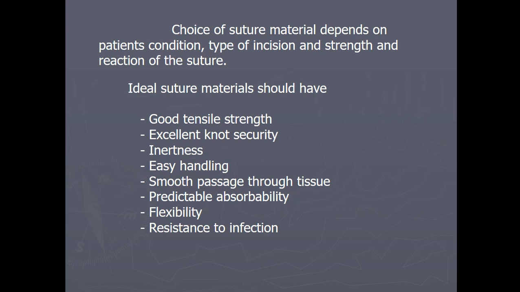So, choice of suture material depends on the patient's condition, type of incision, and the strength and the reaction of the suture. Hence, ideal suture material should have good tensile strength, excellent knot security, inertness, easy handling, smooth passage through tissue, predictable absorbability, flexibility, resistance to infection. So if you take all those ideal properties, there is nothing like an ideal suture material.